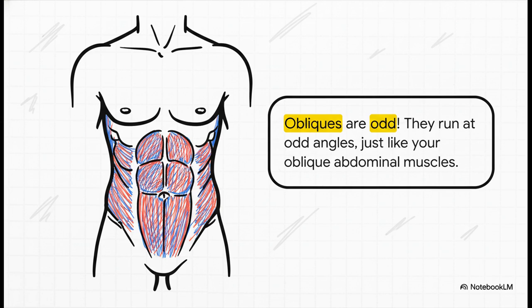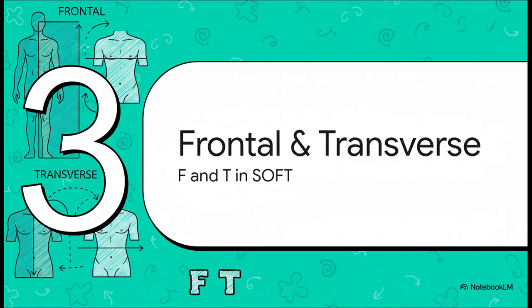And you know what else runs at an angle? Your oblique abs. Those muscles run diagonally across your stomach. Thinking about that physical connection can really make this one stick. All right, we are crushing it. S and O are down, F and T are to go.